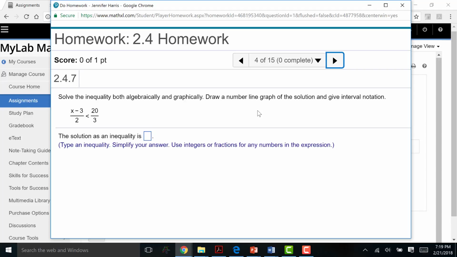What do I multiply 2 by to get 6? 3. So a 3 goes down here and a 3 goes up there. What do I multiply this 3 by to get a 6? 2. So a 2 goes here and a 2 goes here. Do I have the bottoms the same? Yes. Then you don't need them anymore. Now you can solve and get x by yourself. So now I've got 3x minus 9 is less than 40. Now you can finish it.